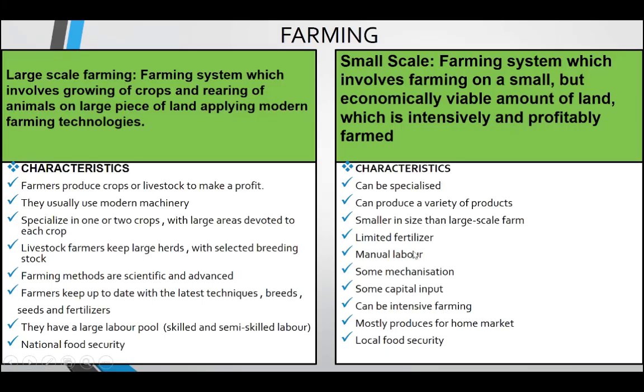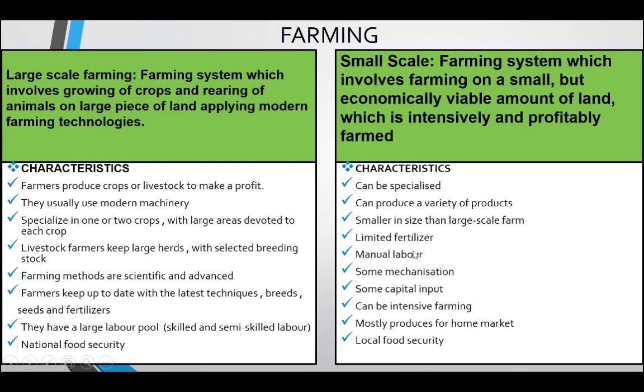Sometimes you get a question in your examination and the question wants you to name the type of farming that contributes to local food security. You must know that it is small scale farming, but large scale farming will contribute to national food security.